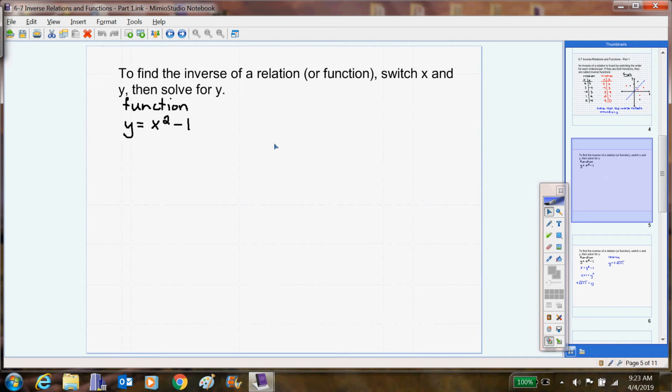So to find the inverse, I'll get your question in a minute. What you need to do is switch the x and y, even in the original function notation. Switch the x and the y and then solve for y. Now, what was your question?